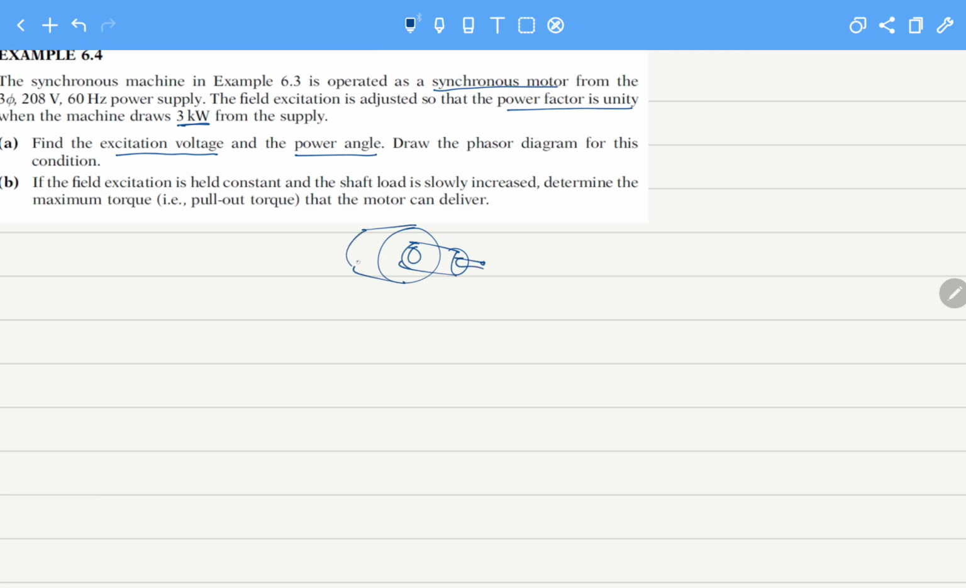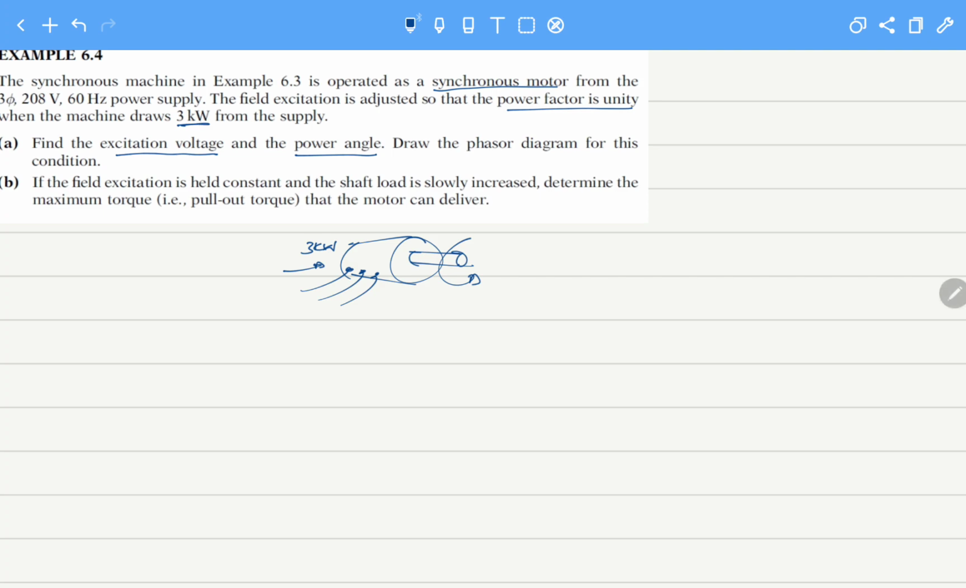and this synchronous machine is acting as a motor. Let's make it a motor so there is no confusion. And the real power: this is our machine, and it is drawing 3 kilowatts of total power. The total real power that is absorbed is in watts.